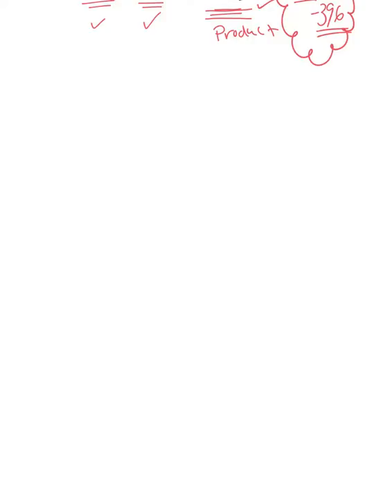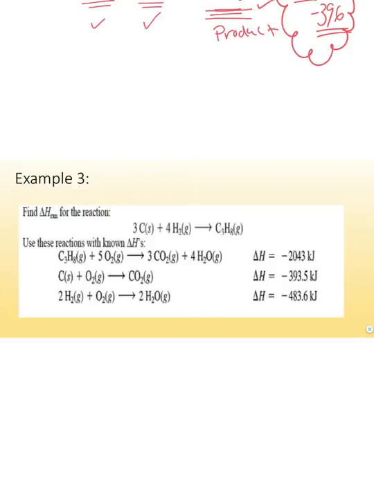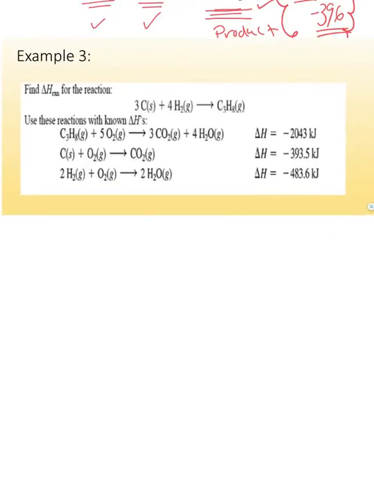Alright, let's try another one. There's another question in the notes. I've just chosen one. There's several examples in the notes. I've just chosen another example. Here's example number 3 from the notes.